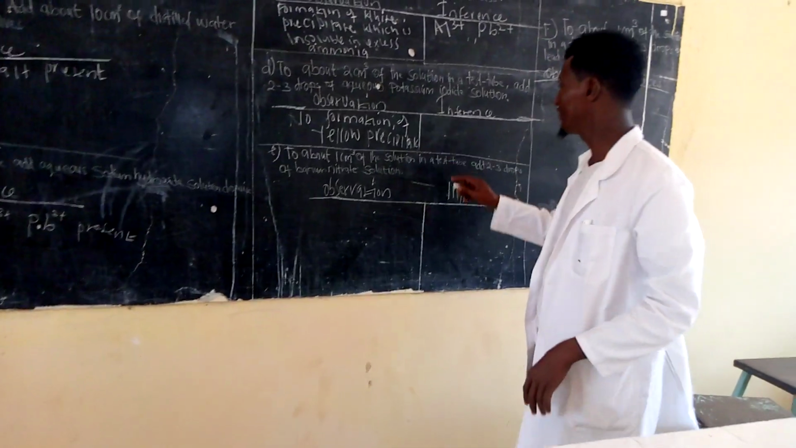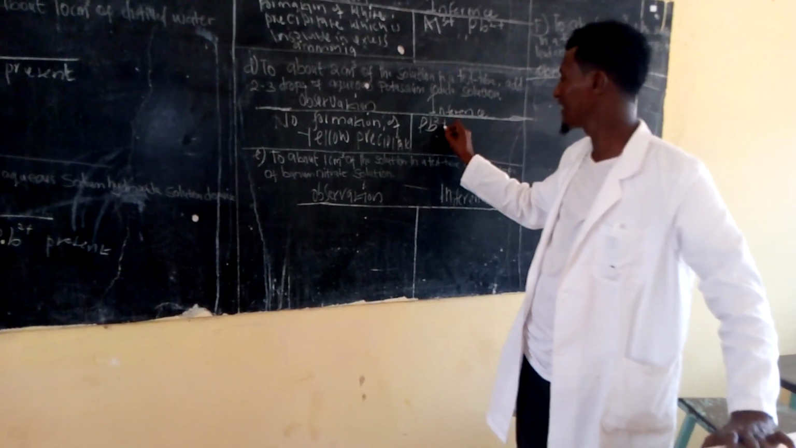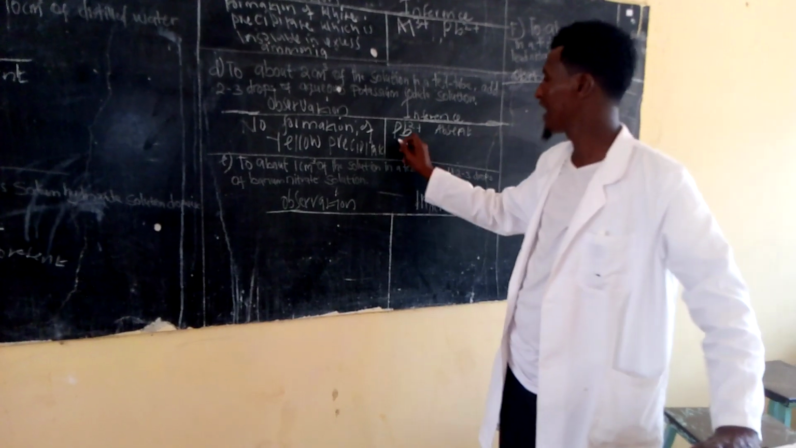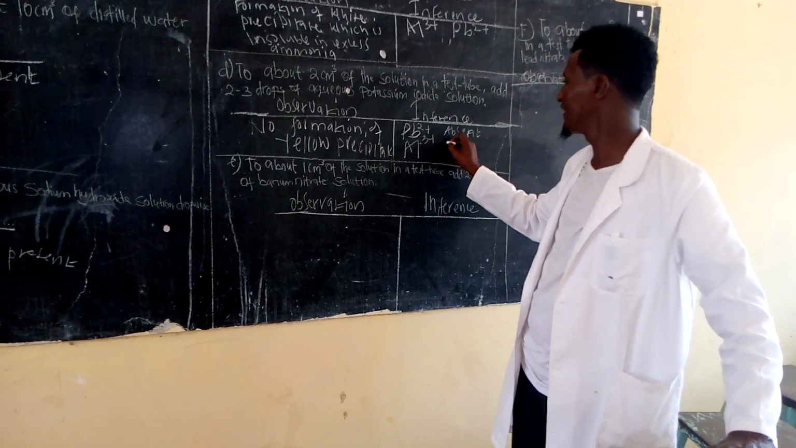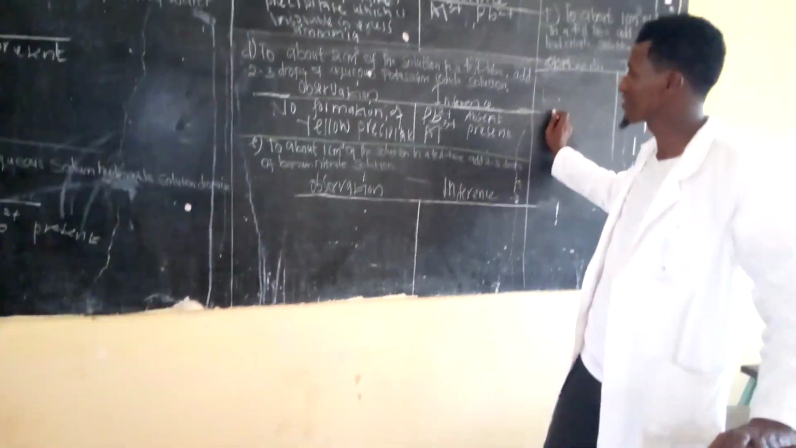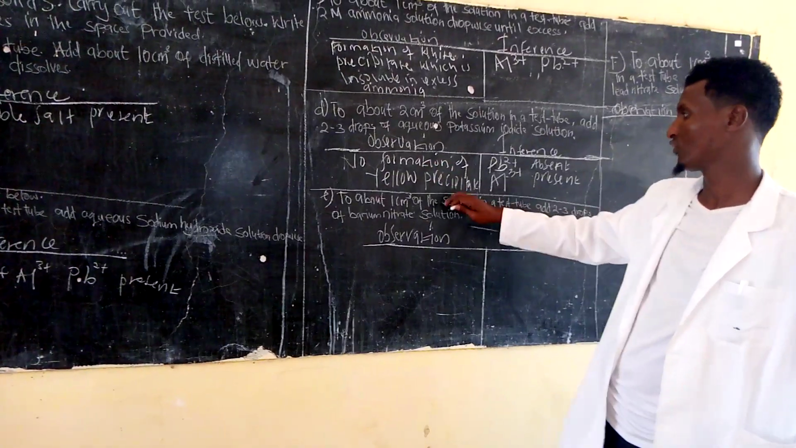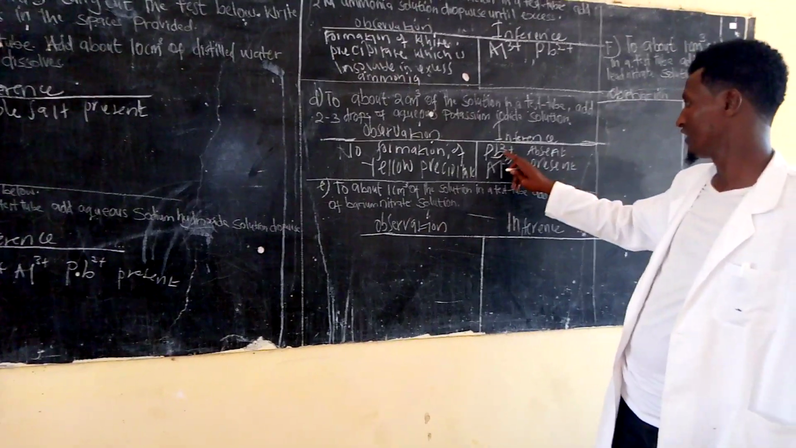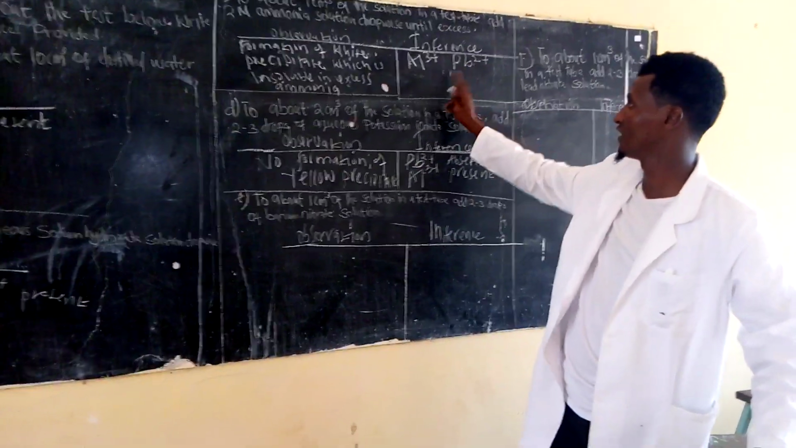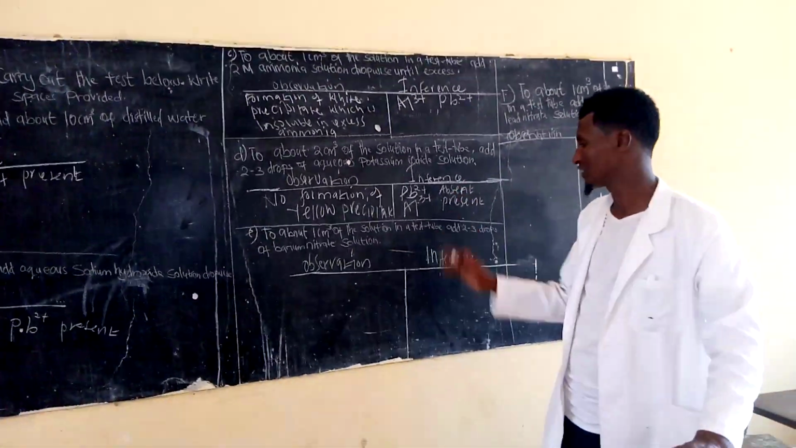Good. If there is no yellow precipitate, it means now lead ion is absent, or aluminum ion is present, isn't it? Yeah. Aluminum ion is present. So we will take the aluminum. If there is no formation of yellow precipitate, we will say lead ion absent and aluminum ion present, because aluminum was here. Good. If you say lead ion absent, no problem.